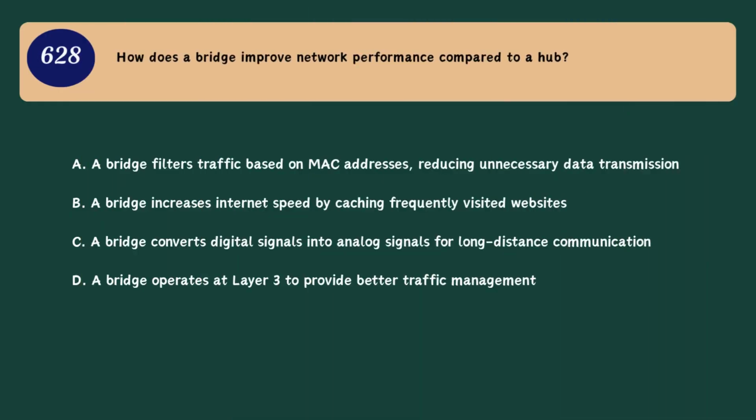Question 628. How does a bridge improve network performance compared to a hub? A. A bridge filters traffic based on MAC addresses, reducing unnecessary data transmission. B. A bridge increases internet speed by caching frequently visited websites. C. A bridge converts digital signals into analog signals for long-distance communication. D. A bridge operates at Layer 3 to provide better traffic management.